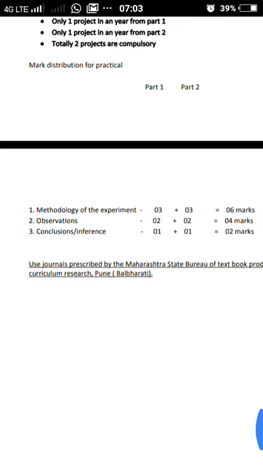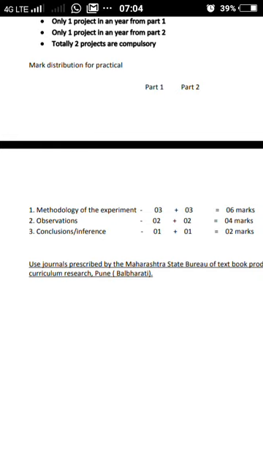In performing the experiment also, the distribution of the marks is given. Methodology of the experiment will carry 3 marks for science 1 and 3 marks for science 2, obviously. Observations 2 marks for science 1, 2 marks for science 2, and writing conclusion or inference 1 mark for science 1, 1 mark for science 2. So in all 12 marks for science 1 and science 2, that is 6 marks for science 1, 6 marks for science 2.